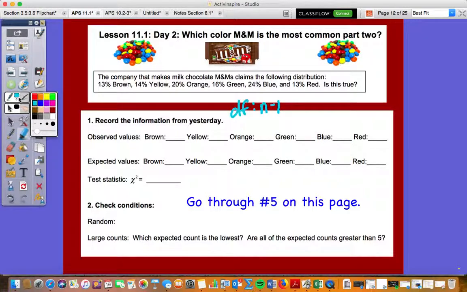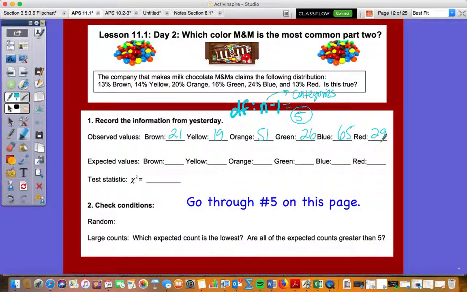When we remembered that it was n minus 1, we knew that in this case the categories was the n. So we knew the categories was n, and there were 6 categories. Minus 1 would give us a total degrees of freedom of 5. Now, as far as the observed values go, 21 were brown, yellow was 19, 51 was orange, 26 were green, 65 were blue, and 29 were red.